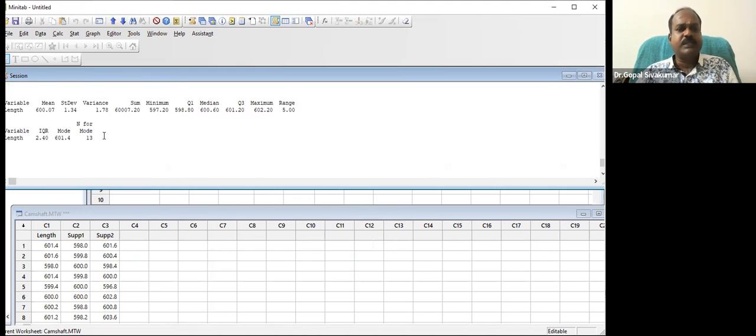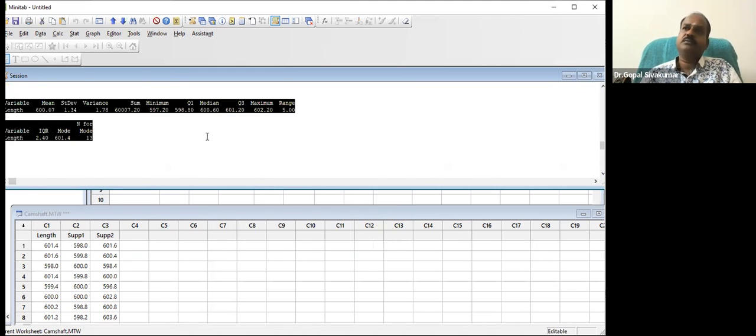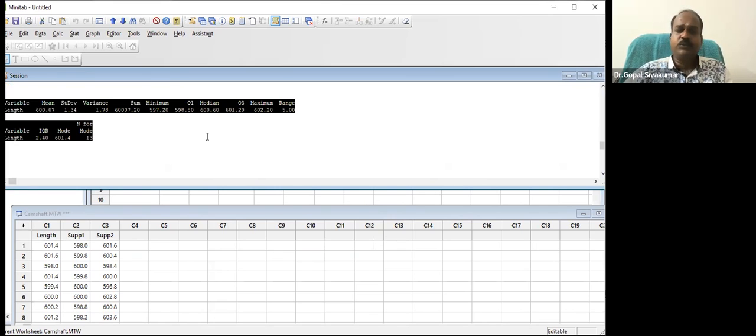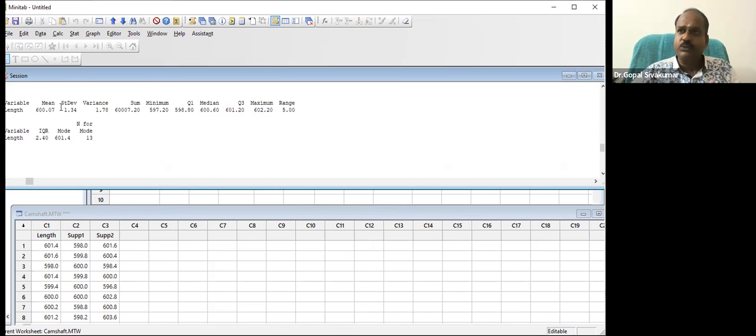Can you see everything is calculated for you by Minitab? Everything is now calculated. You don't have to do anything. You just have to select whichever is required. Now, whatever way you want to use it, use them. Mean, standard deviation, variance, sum, minimum, quartile 1, median, quartile 3, maximum, range, interquartile range, mode.